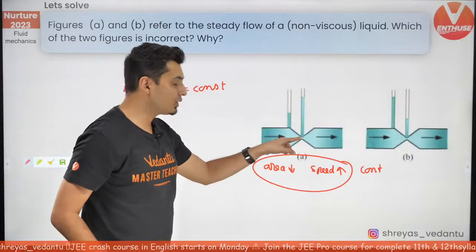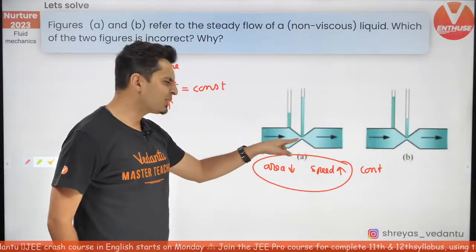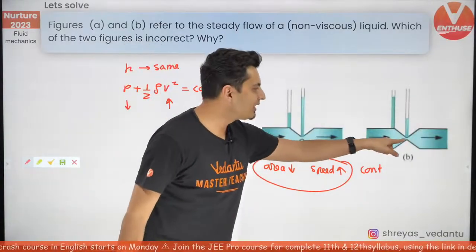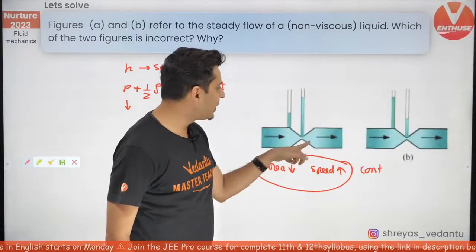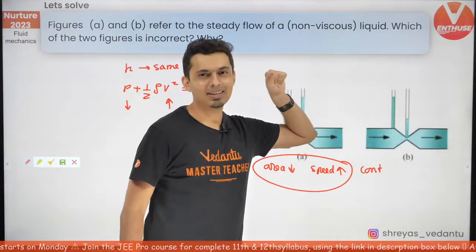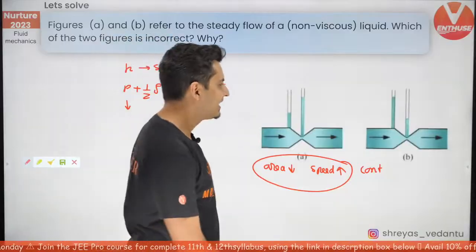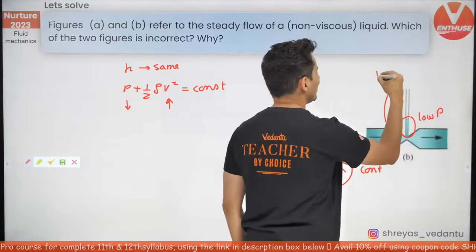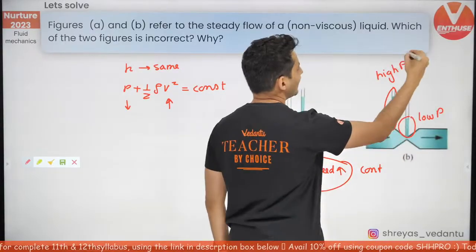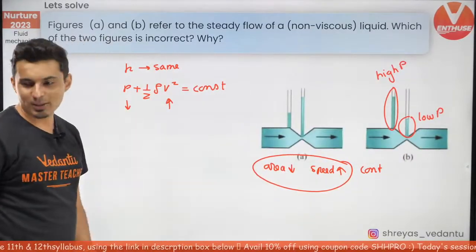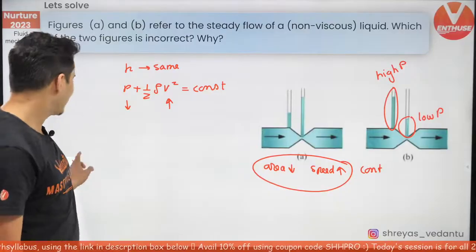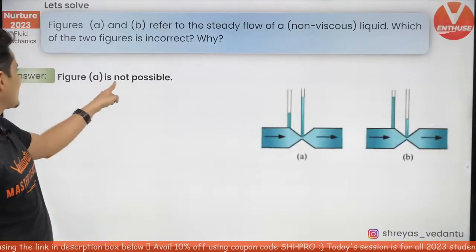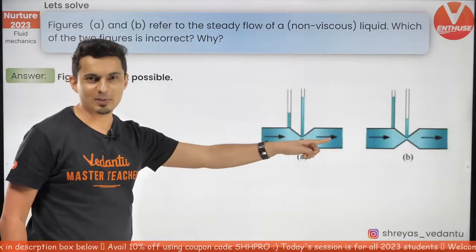So this point should be at low pressure. If this point is at low pressure, the water should not go up so much. It should be at less height. So there will be low pressure here and high pressure there. Is that understood? That's why that diagram is correct. Perfecto, my warriors. Yes, figure A is not possible, B is possible.